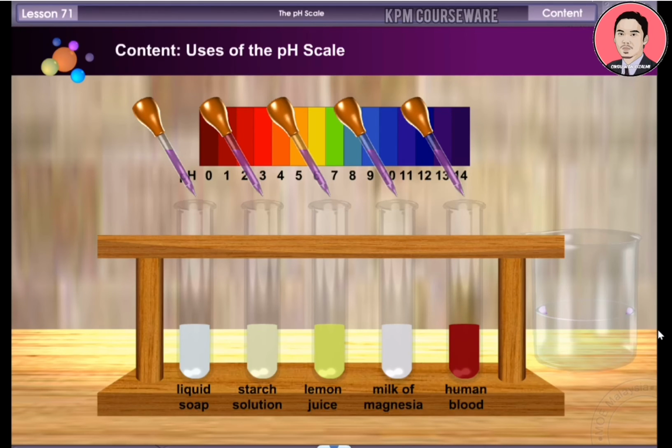Let us now use the universal indicator to find the pH of several solutions. Click on the dropper to add a few drops of the universal indicator into each of the solutions, and then compare the color obtained with the colors in the chart given. Key in the pH values of the solutions.